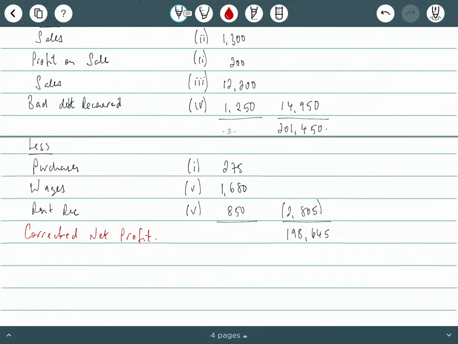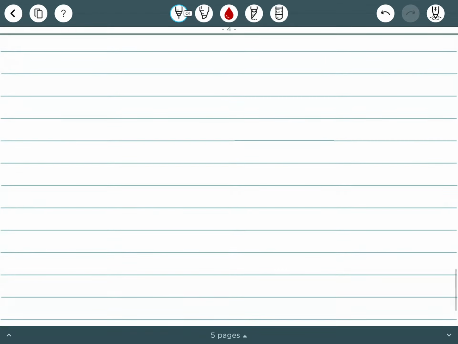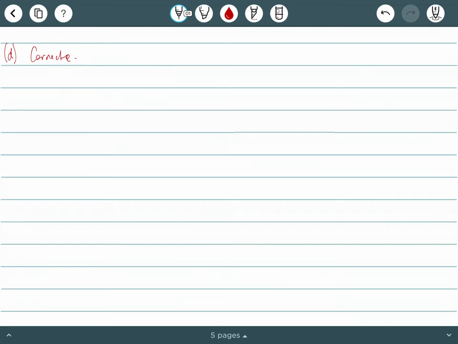Okay, so I'll move on to a new page entirely. And what we'll do then is we'll do the corrected balance sheet. So this is D. So this is your corrected. Now remember, lads, if a general journal entry affects an asset and it's in the debit column, you add it on. And if a general journal affects an asset and it's in the credit column, you take it away. And the opposite is true for liability, gents.